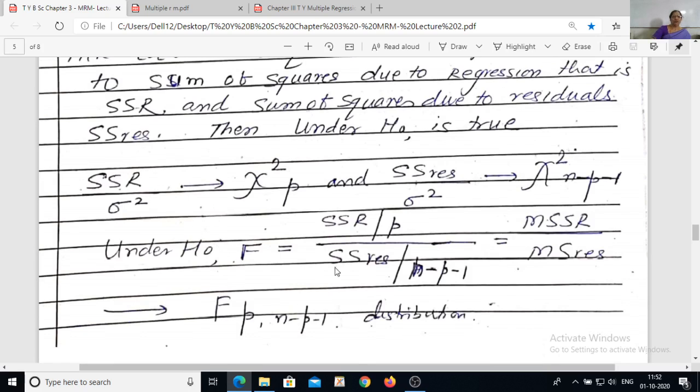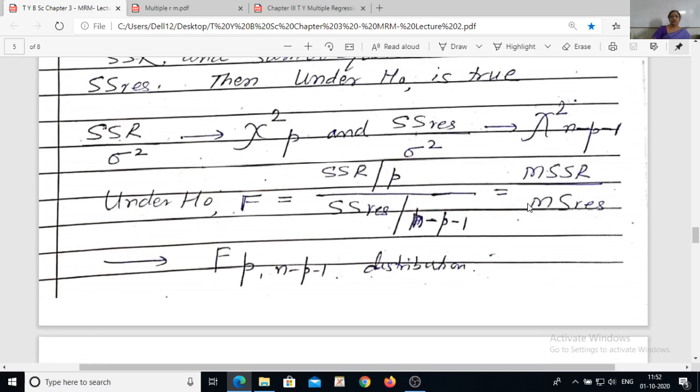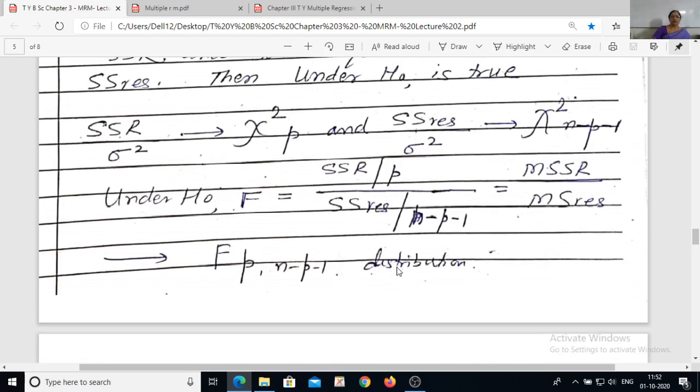Okay, and therefore what is your F? F is the ratio of two chi-square variates divided by their respective degrees of freedom. So it is chi-square p upon p divided by chi-square n minus p minus 1 upon n minus p minus 1. So when you see this, sigma square gets cancelled from this particular equation, and therefore it is mean sum of squares due to regression and mean sum of squares due to residuals. So this follows F distribution with p, n minus p minus 1 degrees of freedom.